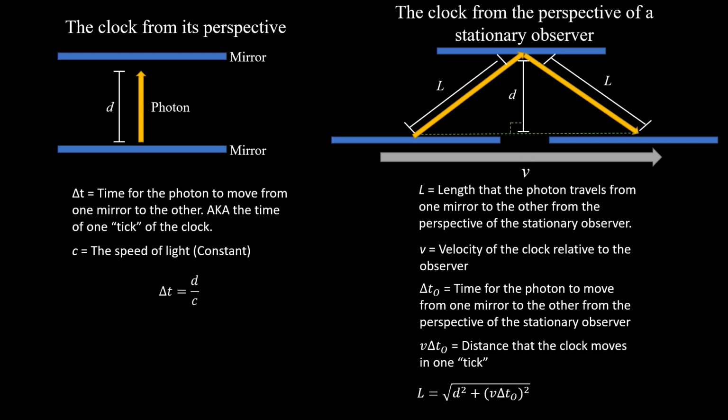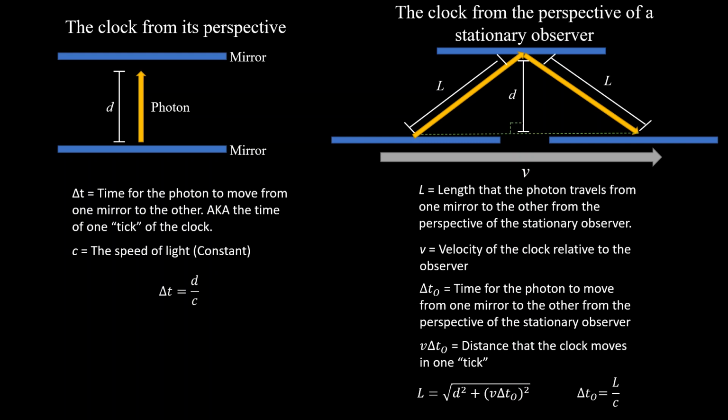We can also create an equation for the time of each photon movement, delta t(O), by using the speed of light, which will look like this. Delta t(O) is equal to L over c. So each tick will be equal to L over c. Remember, because the speed of light stays the same for every observer, the c that we use to find delta t(O) is the same c that we use to find delta t when the clock is not moving relative to the observer.